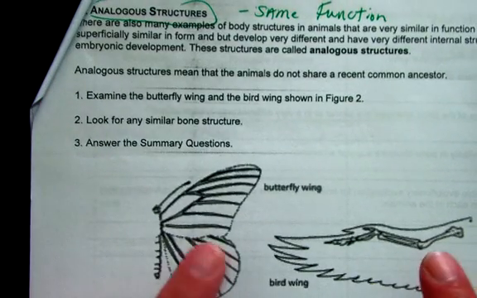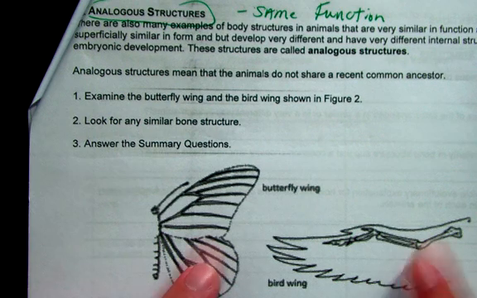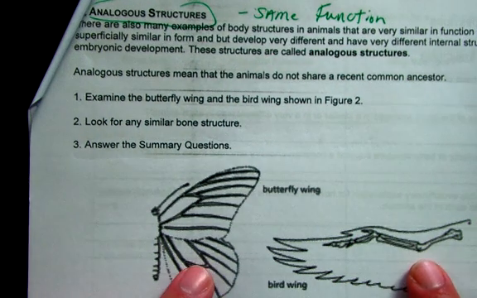Here's a butterfly wing and the wing of a bird. They are different in structure, but their function is the same. They're both used for flying. So that is an example of an analogous structure.